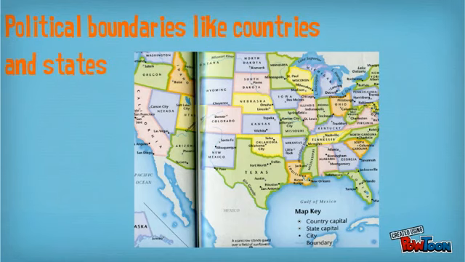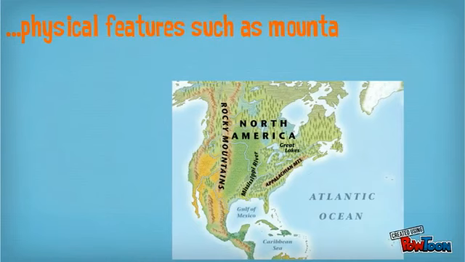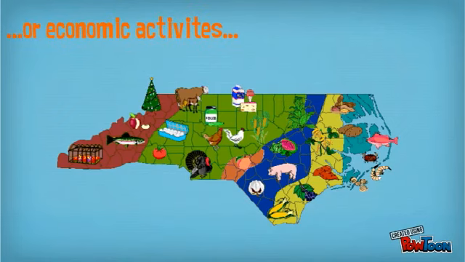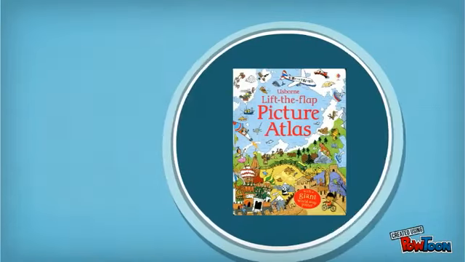So remember, if you want to know where political boundaries are, such as countries or states, or if you want to know the physical features of an area, like mountains and rivers, or if you want to know what kinds of economic resources an area is known for, like crops or manufacturing, or what natural resources can be found there, like gold or other rocks and minerals, the reference material or source that you need is an atlas.